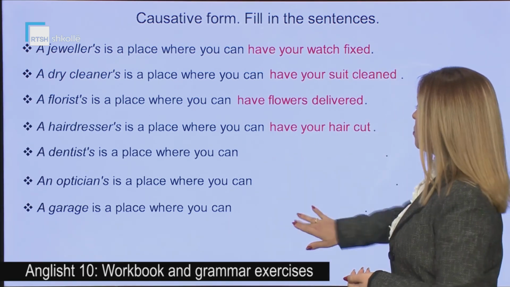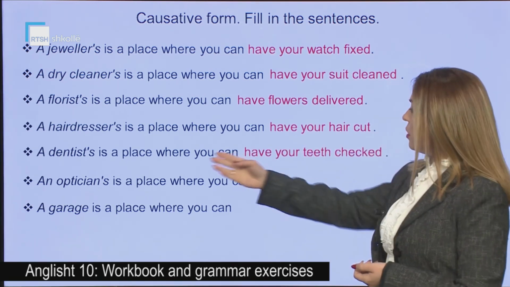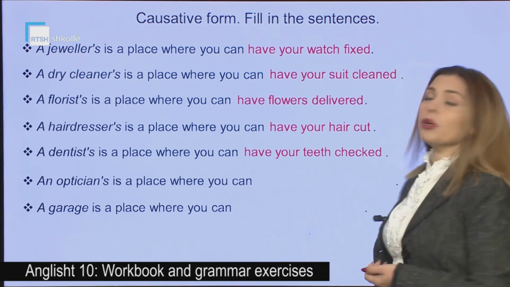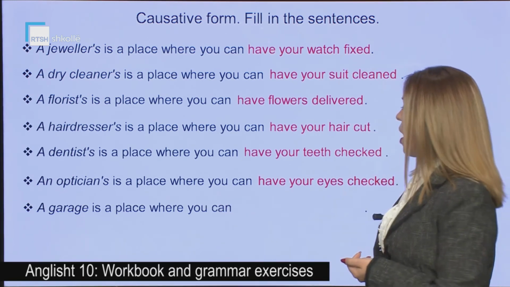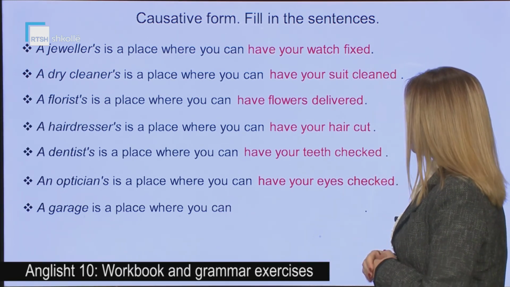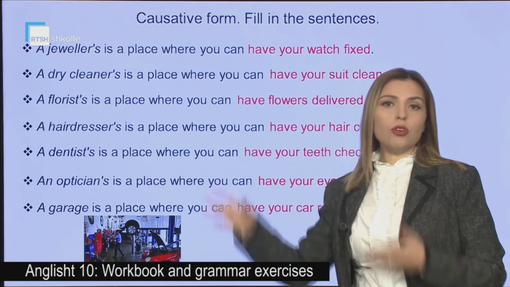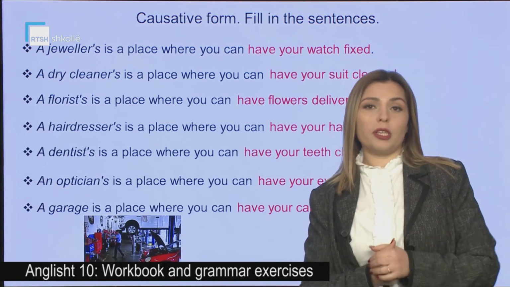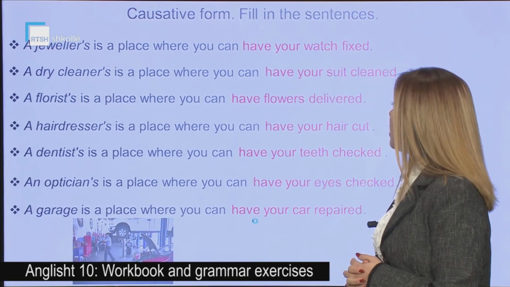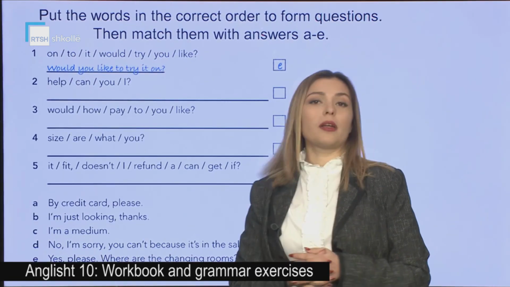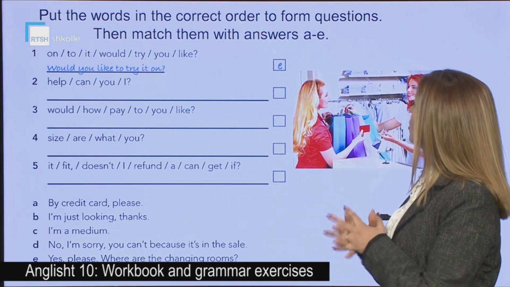A dentist is a place where you can have your teeth checked. An optician is a place where you can have your eyes checked. And a garage is a place where you can have your car fixed, your car repaired. I told you, you can write down different examples as long as you focus on that form. Have something done.